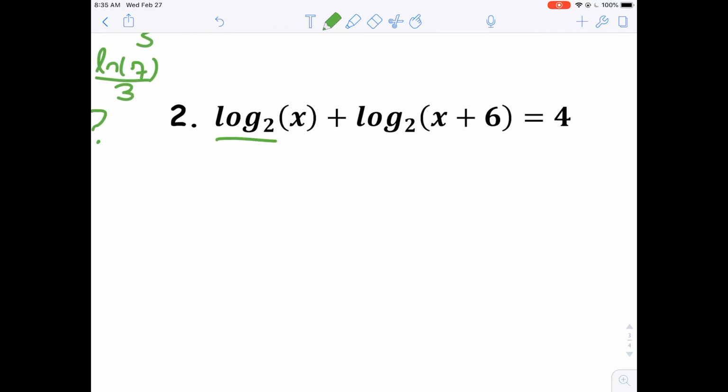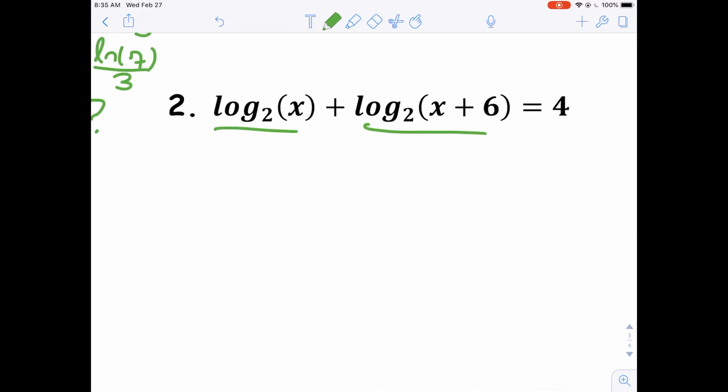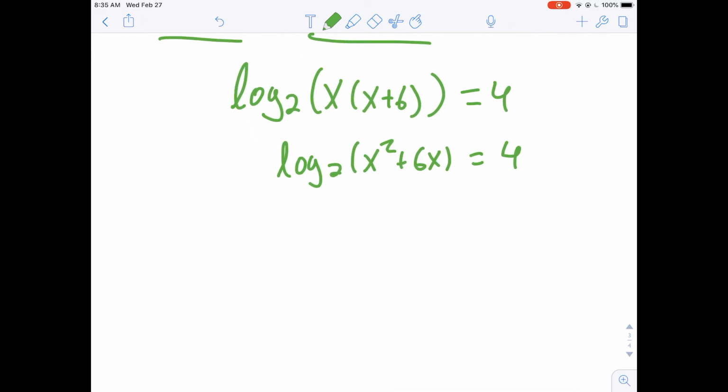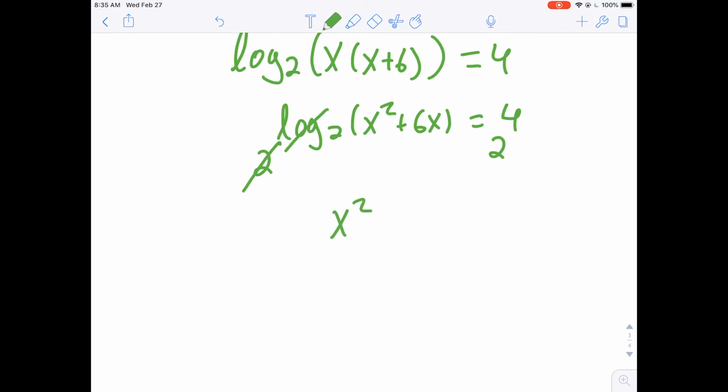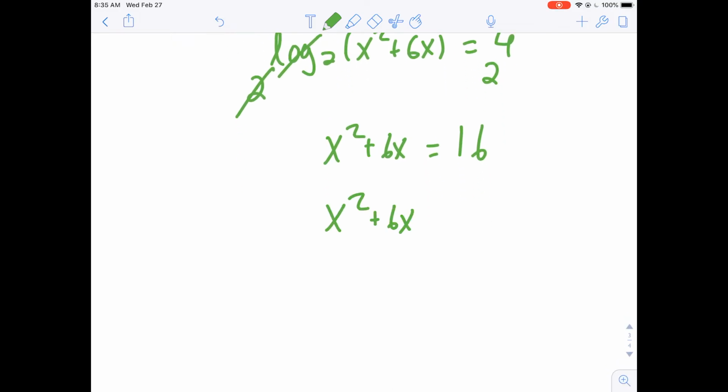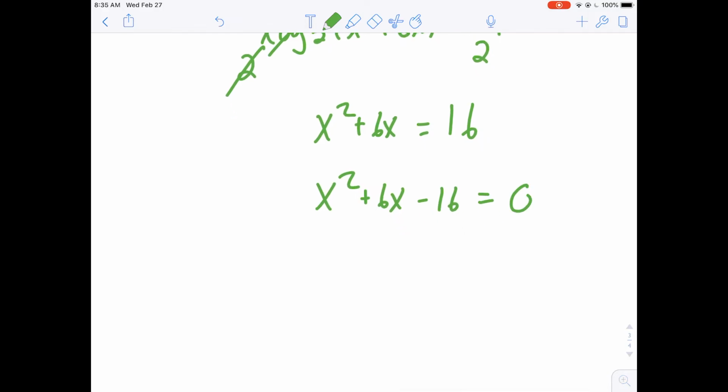This is one where we need to use properties first, because when we're solving logarithmic equations, we need one log to start with. So we're going to go log base 2 of x times x plus 6 equals 4. Okay, so then log base 2 of x squared plus 6x equals 4. And then now we can do our exponentiation. 2 on both sides. x squared plus 6x. 2 times 2 is 4 times 2 is 8 times 2 is 16. So x squared plus 6x minus 16 equals 0.